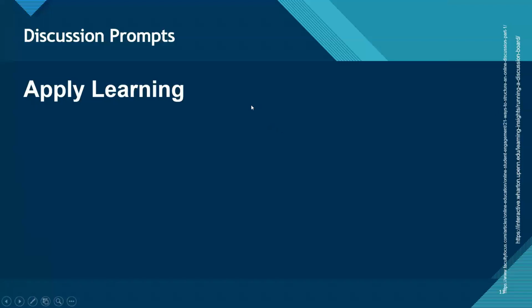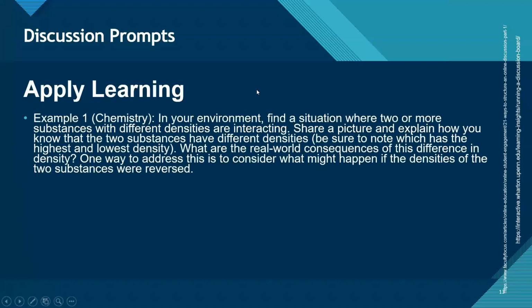All right, so we're going to talk about Bloom's a little bit. Application is on the middle level of Bloom's, allowing students to apply what they've learned. Discussions are a great vehicle for that. So I really like this first example of an application question for chemistry.